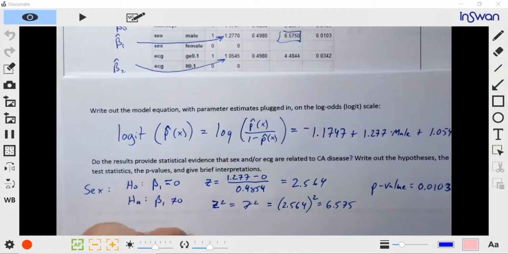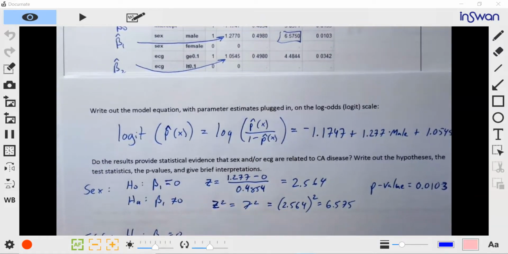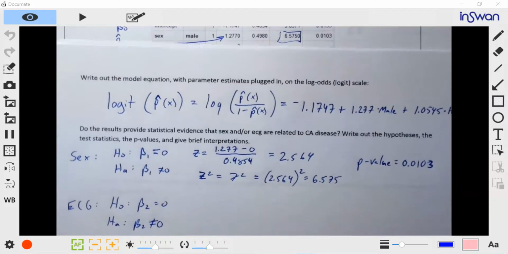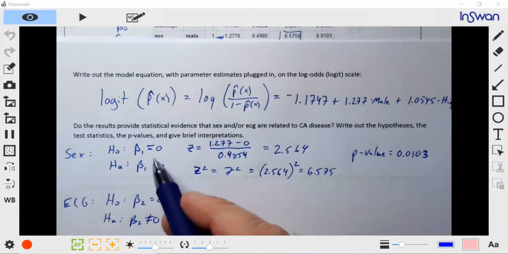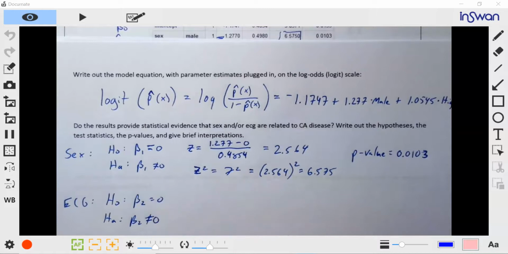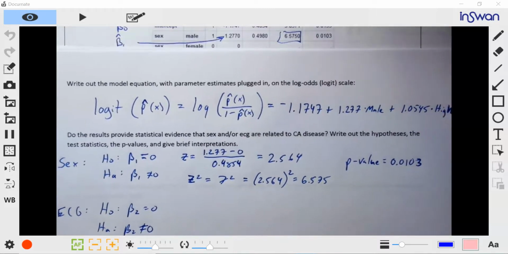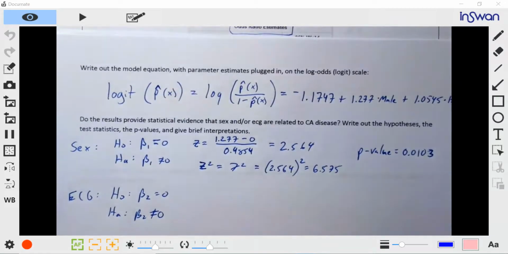Is ECG related to coronary artery disease? So now I'm going to test beta 2 is equal to 0 versus the alternative that beta 2 is not equal to 0. And again, beta 1 and beta 2 aren't fixed names for these parameters, but this is what I called them when I formulated the model. So I called the ECG parameter beta 2. So that's why I'm using that.